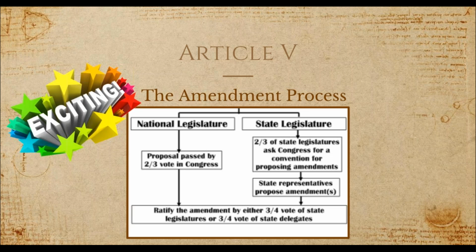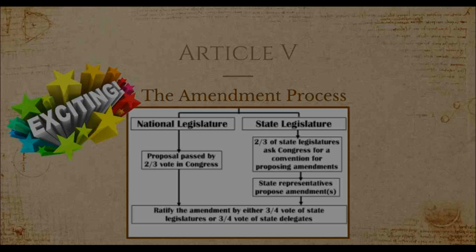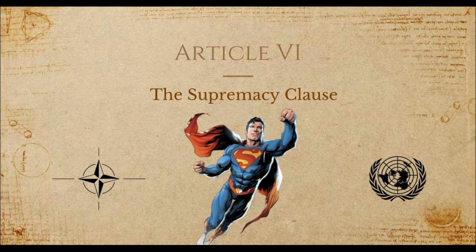Article 5 is so exciting. It's the amendment process. Stay in your seats. Article 6 is interesting to me. The Supremacy Clause. People talk all the time about how treaties are not right or not legal, and there's a lot of bashing of the UN and NAFTA and the WTO and NATO and all kinds of stuff. That's NATO on the left of Superman and the UN on the right.